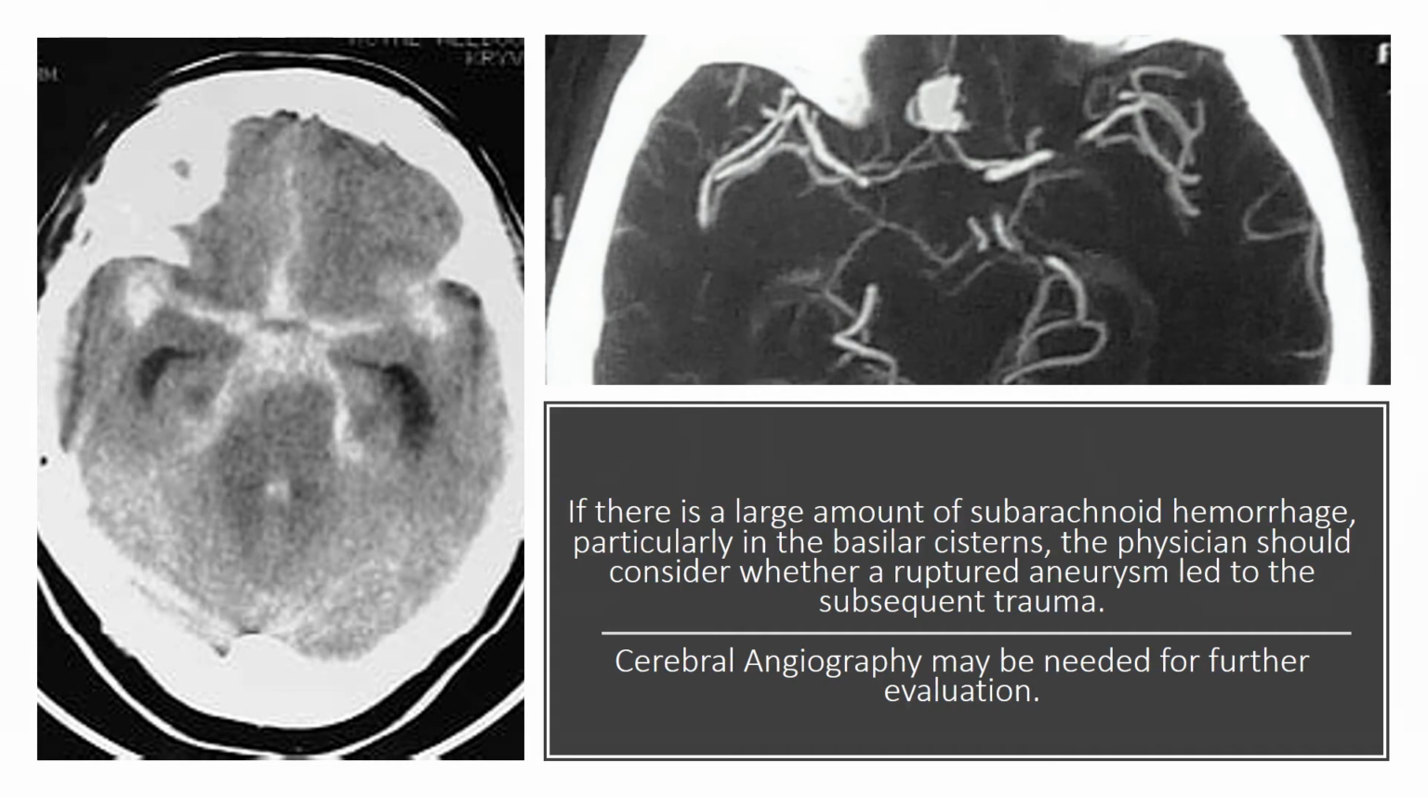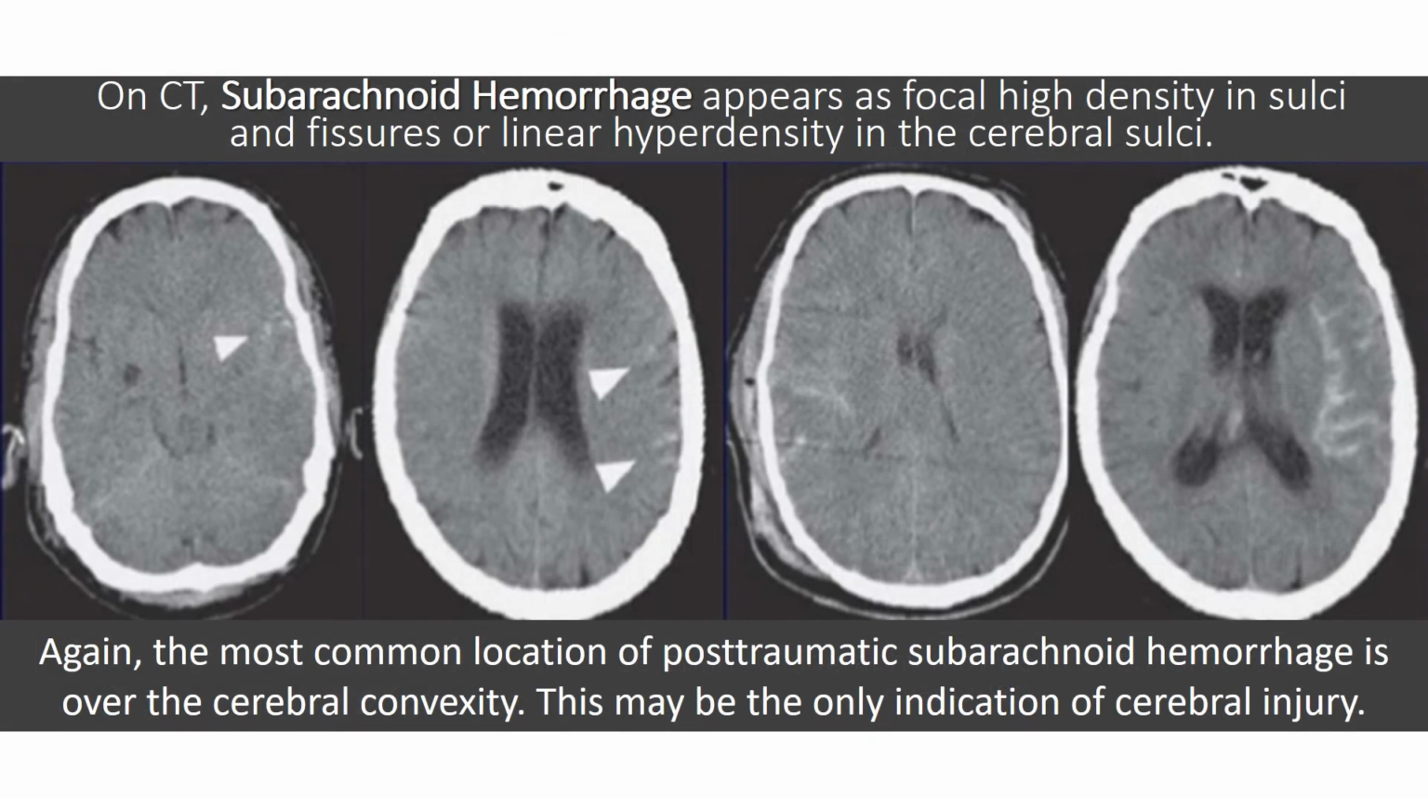On CT, subarachnoid hemorrhage appears as focal high density in sulci and fissures or linear hyperdensity in the cerebral sulci. Again, the most common location of post-traumatic subarachnoid hemorrhage is over the cerebral convexity. This may be the only indication of cerebral injury.